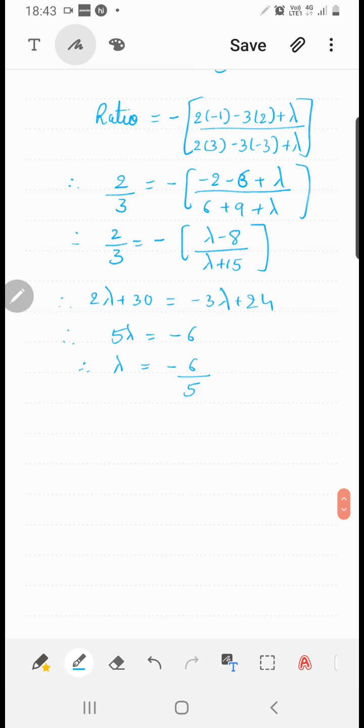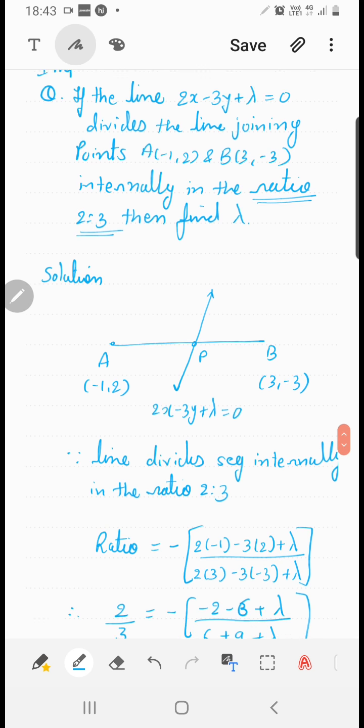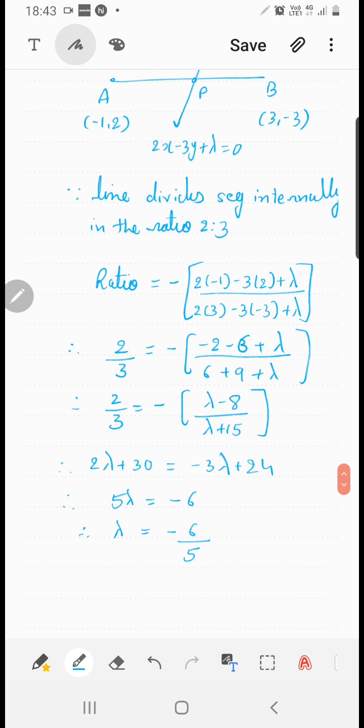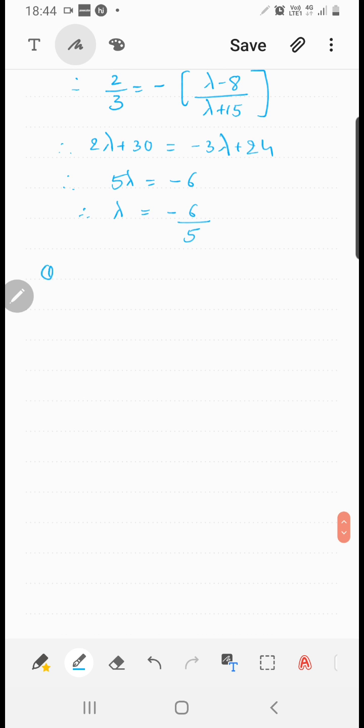Okay, so let us recheck the calculation. The coordinates of the points are minus 1 comma 2 and 3 comma minus 3, and we have substituted in the equation. So this is how we do the question in which the ratio is given. Now you can expect one more sum on this, where instead of giving the ratio, they will just specify internally or externally. Okay, so let me explain you with one more example.